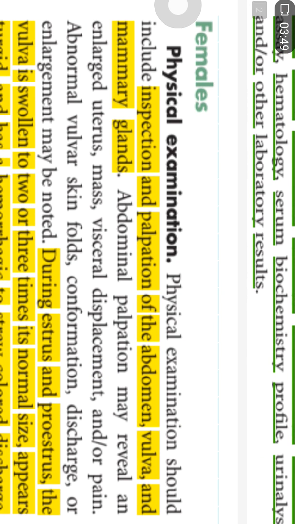Before the reproductive surgeries, both male and female animals are physically examined to ascertain the different problems they are having, and to make the decision before the start of the surgery whether these animals are a proper candidate, or whether they may be suffering from certain reproductive problems or not. In females the physical examination includes the inspection and palpation of the abdomen, vulva, and the mammary glands.